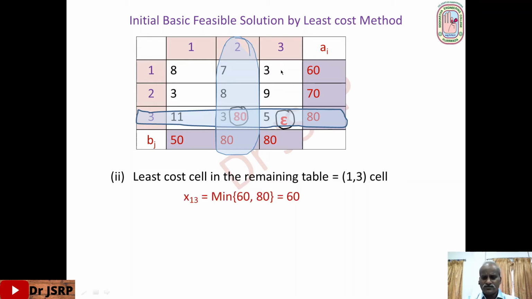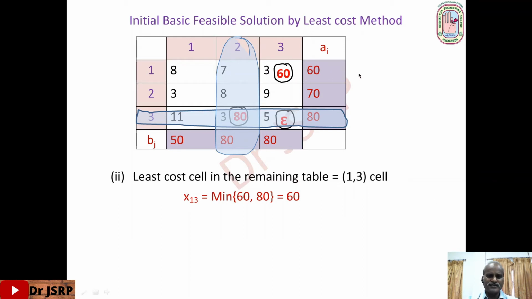For the x13 equal minimum of 60, 80. For this cell, available amount 60, required amount 80. So we take minimum of these two values, that is 60. Minimum is 60. So write here 60 and circle it. That represents basic cell. Right. What does it mean? For this cell, the available amount is 60, required amount is 80. So the whole available amount is transported to third destination.